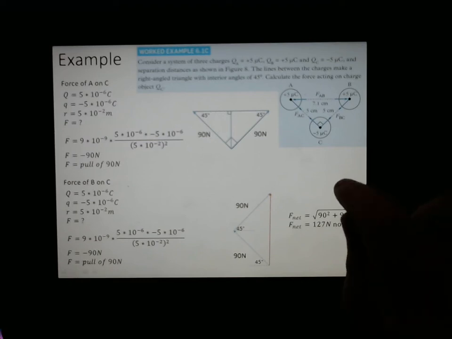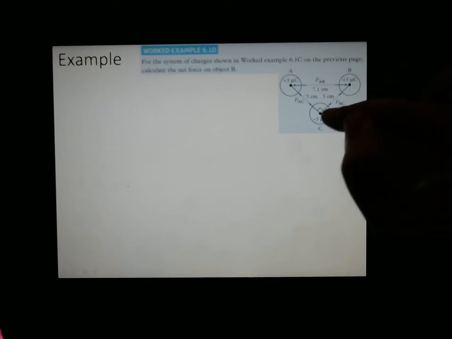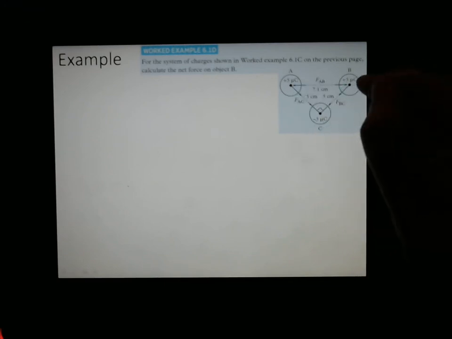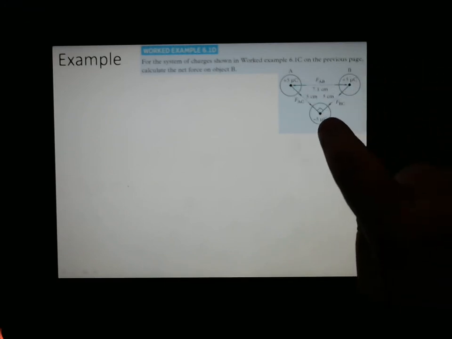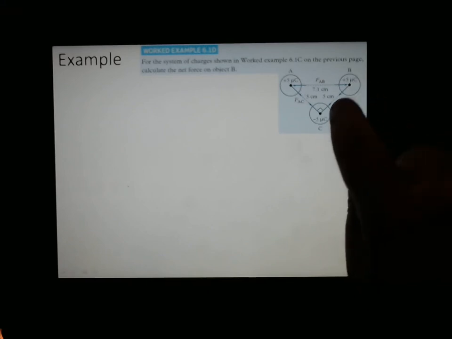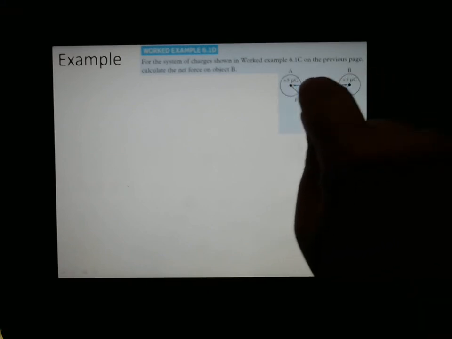On to the next. Same system, but now it wants to calculate the net force on B, this one up here, not this one down here where it's in the middle and they're both doing the same thing. For B here, there'd be an attractive force between these two because they're opposite charges, but there's going to be a repulsive force between these two because they are the same charge. Let's start off with what we already know.